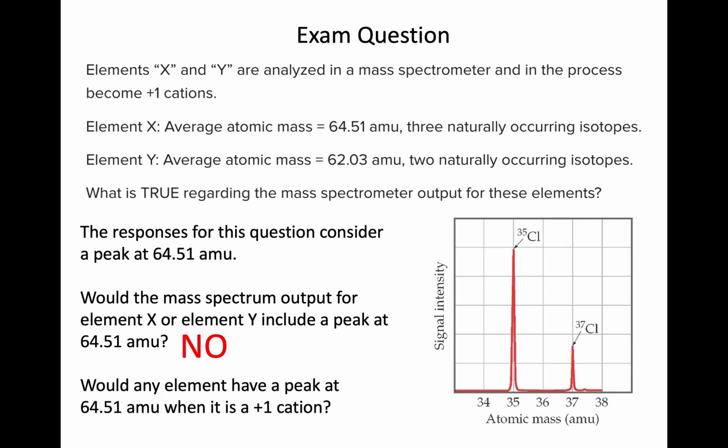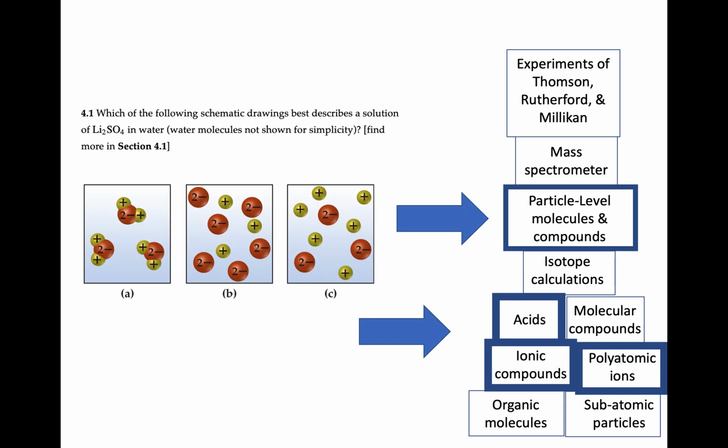That can show up on the periodic table because that's once you're doing the weighting of the abundances there. But you don't have a peak at that particular position. That's what this question is about.